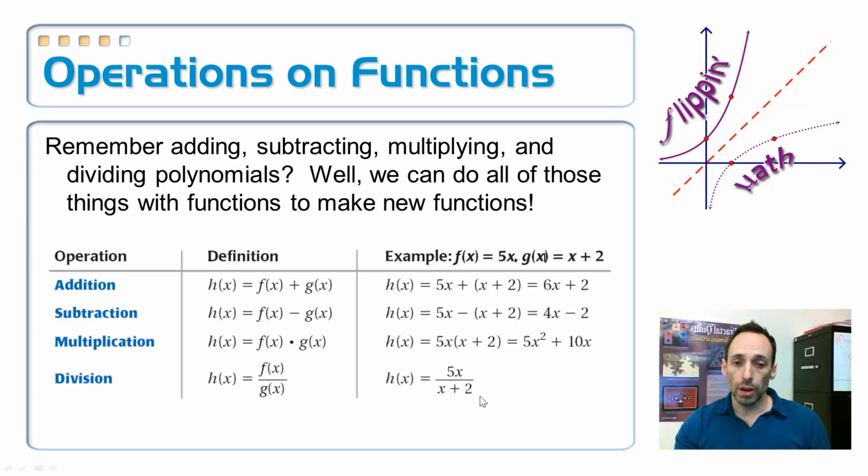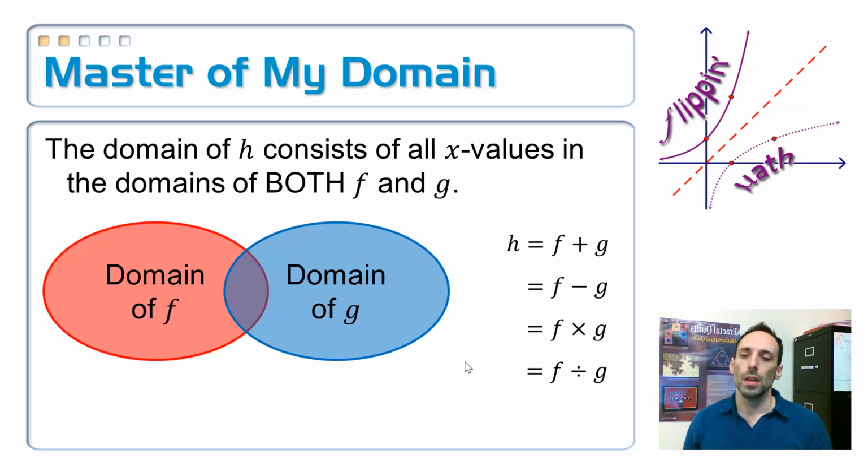But on that one, I have this additional restriction. The denominator can't be 0, so x can't be negative 2. Keep that in mind when we talk about the domain. The domain of your new function h, whenever I add, subtract, multiply, or divide my functions, should be the set of all x values that are in the domain of both original functions.